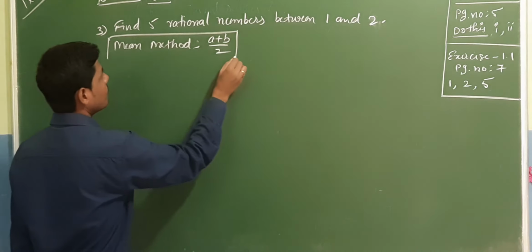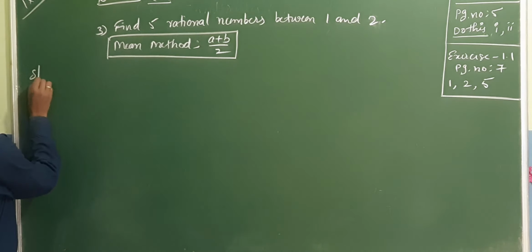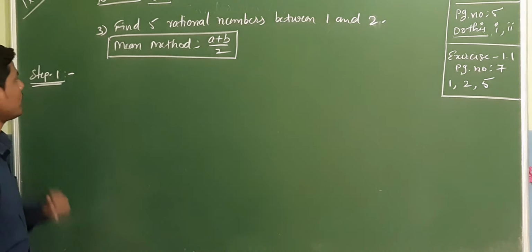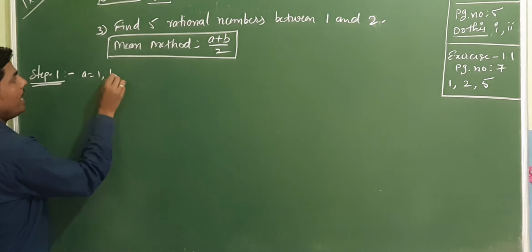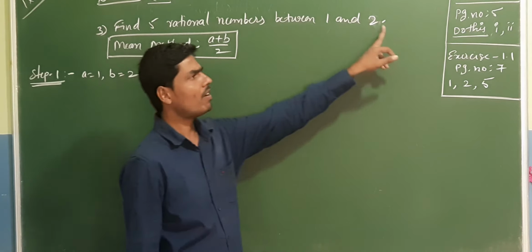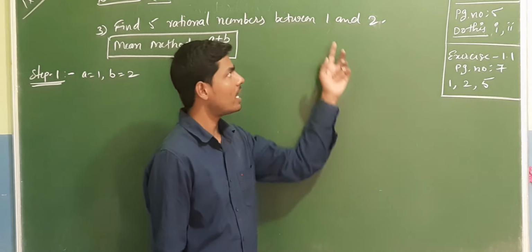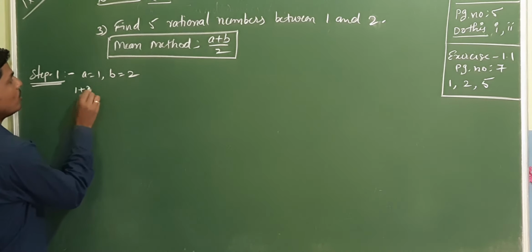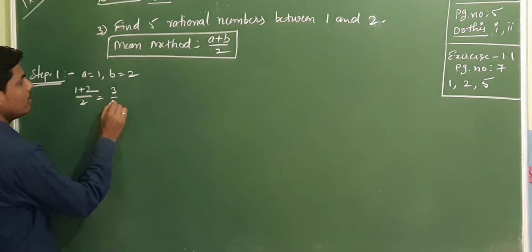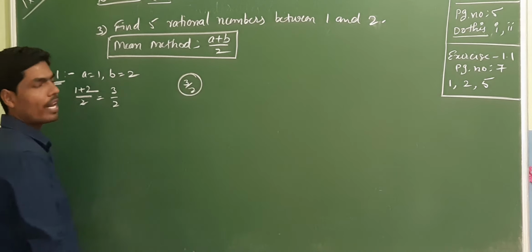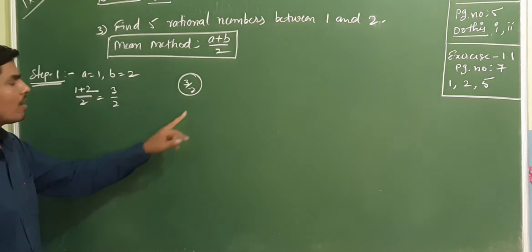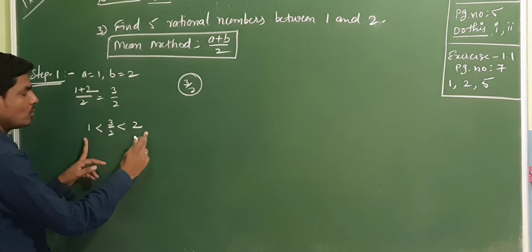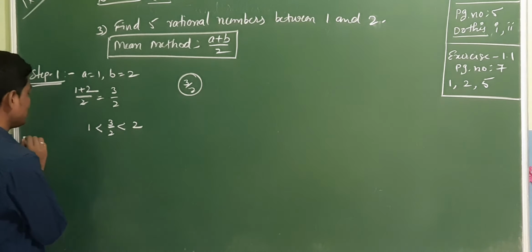We take that one. So step 1. In step 1 you will get one rational number. So step 1, A is equal to 1, B is equal to 2. In between these two numbers only we have to find the rational numbers, right? So that's why you take A as 1 and B as 2. So now substitute here in that place. 1 plus 2 by 2 is equal to 3 by 2. Yes, we got one number, that is in between 1 and 2. In between those two numbers you got 3 by 2. So the first step is finished.